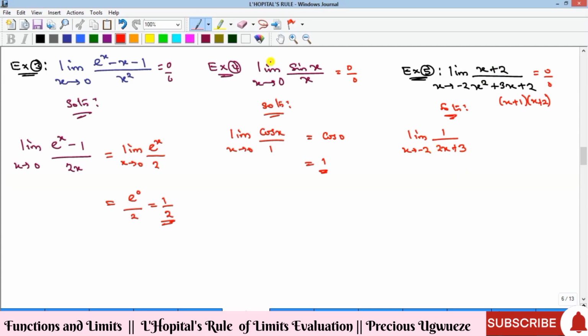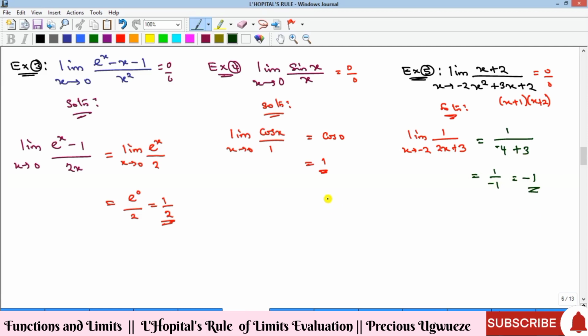And so at this point, we can actually substitute. And if we do that, this is going to be 1 all over, if you put x as minus 2 here, you have minus 4 plus 3. And that is 1 over minus 1, which is actually equal to negative 1. All right, and that's all we have.